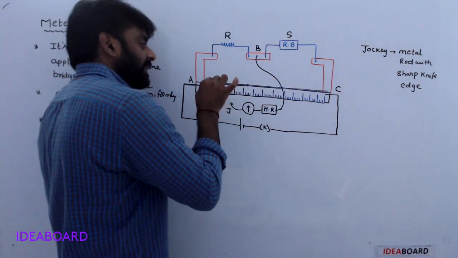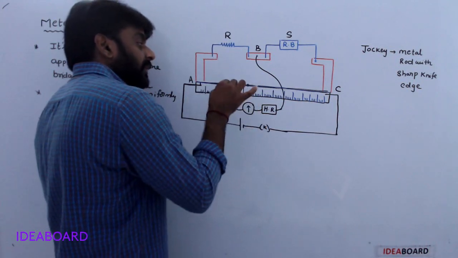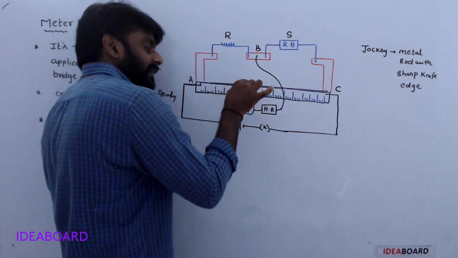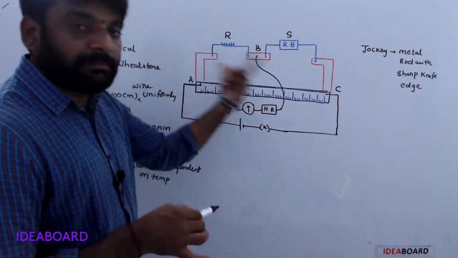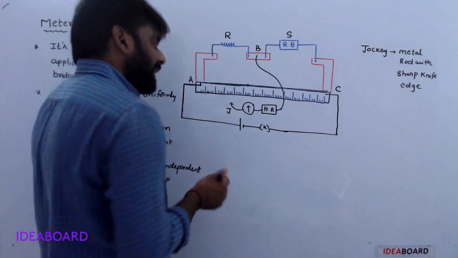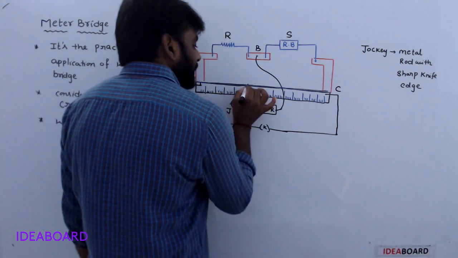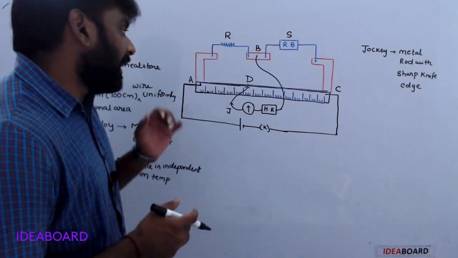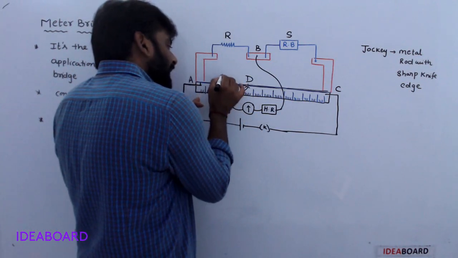You are placed on the wire. Here the galvanometer shows a deflection. If you are placed here, it shows zero deflection. Zero deflection means the total bridge is balanced. Understood? For example, it shows zero deflection at a certain point. That point is D. Now, in this length, the balancing length is L.